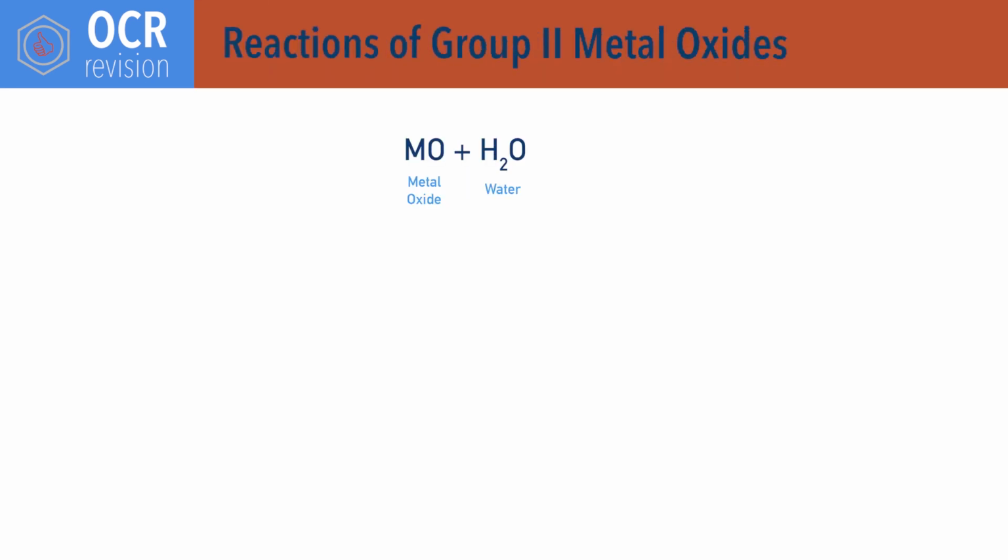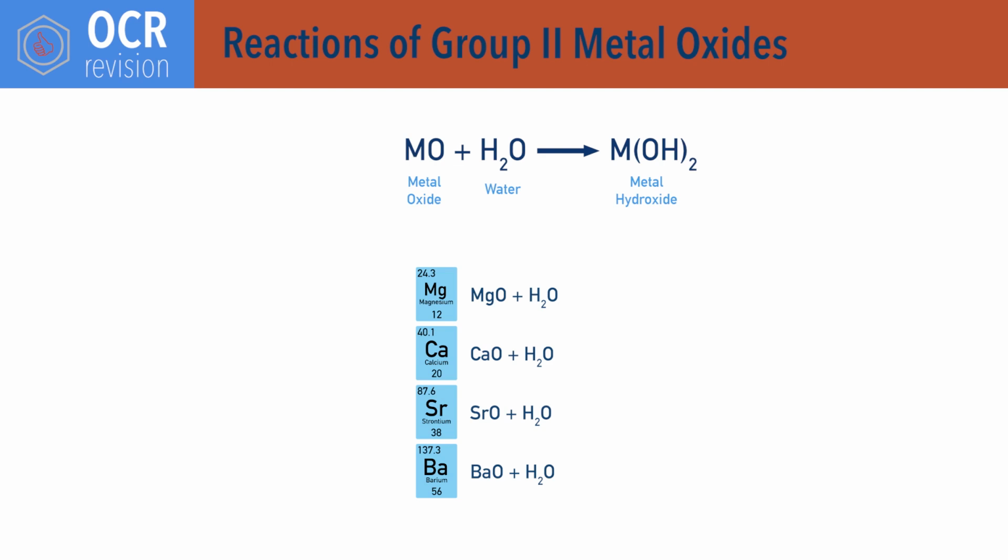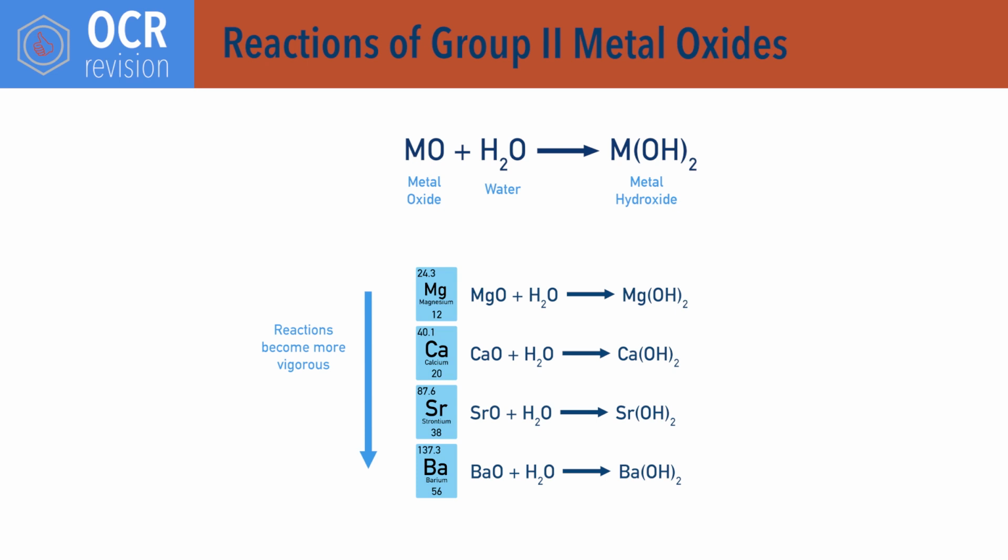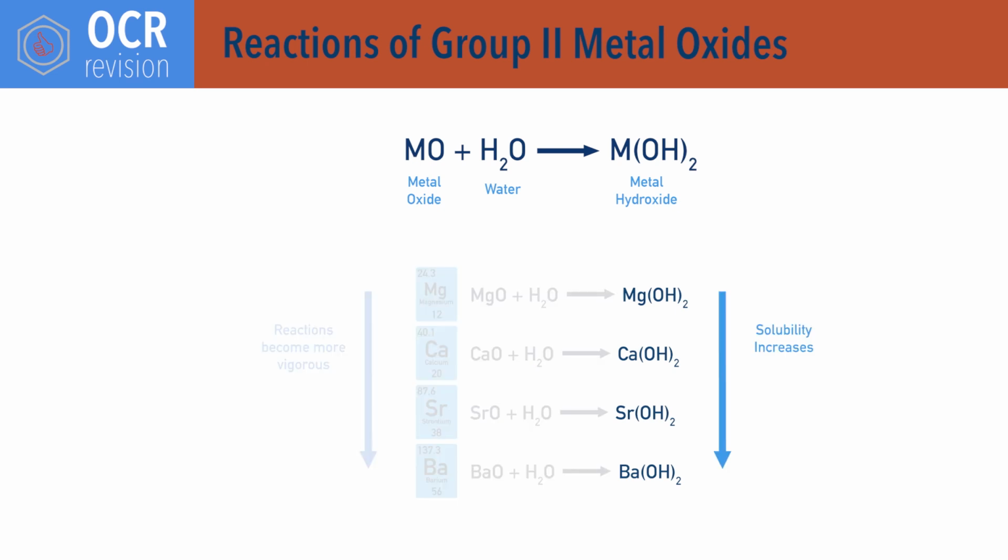Group 2 metal oxides react with water to form metal hydroxides and an alkaline solution, with a general reaction of metal oxide plus water to metal hydroxide. MO plus H2O forms M(OH)2. The reactions get more vigorous as you go down the group, and the solubility of the metal hydroxide formed increases, meaning the solutions become more alkaline, as more hydroxide, OH-, ions are present in the solution.